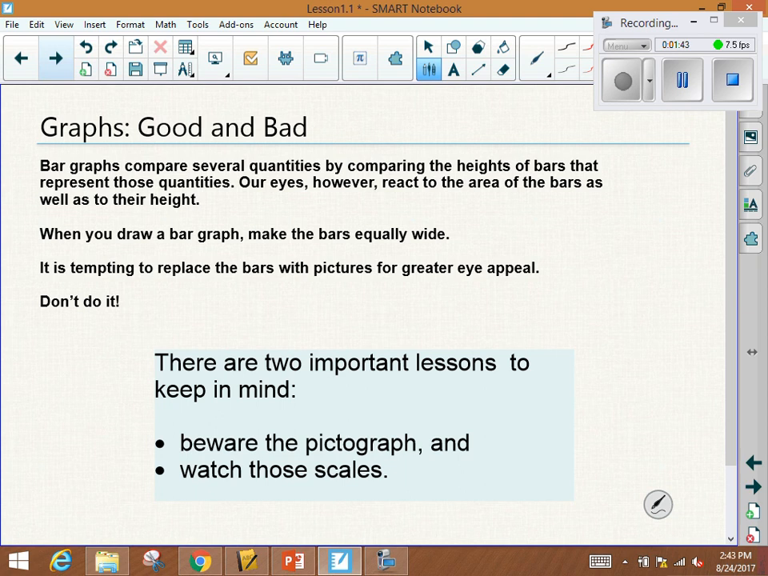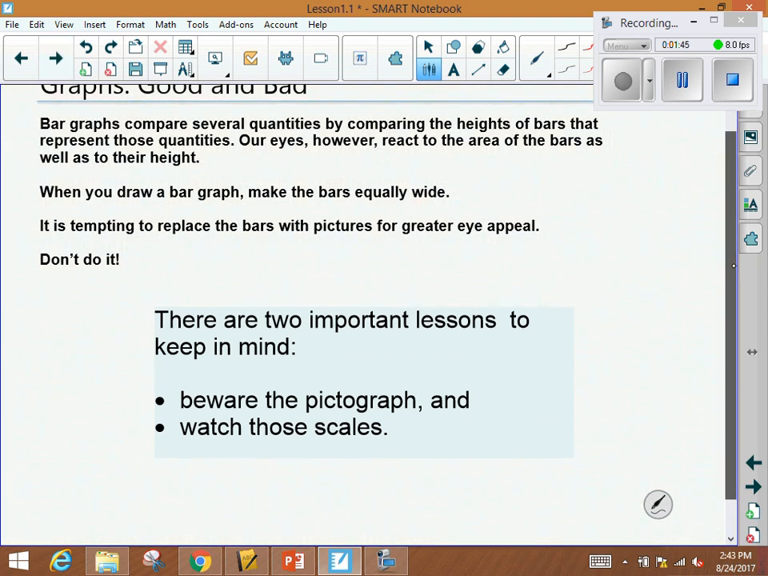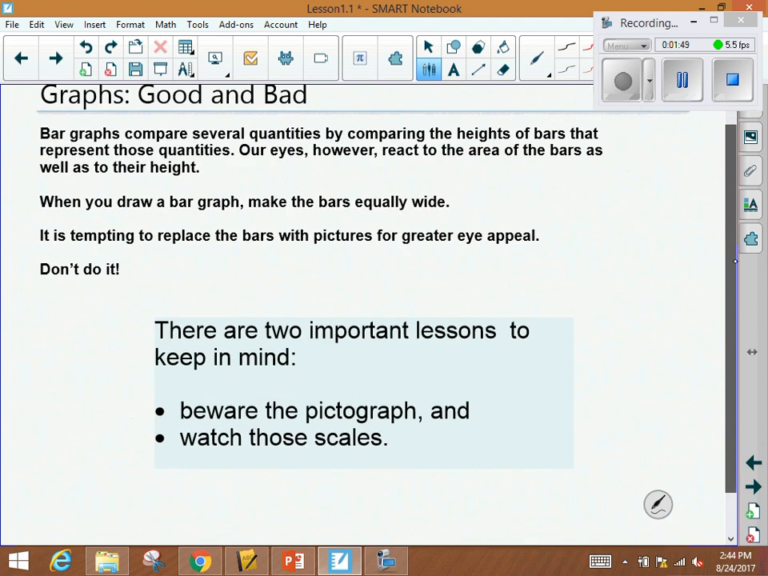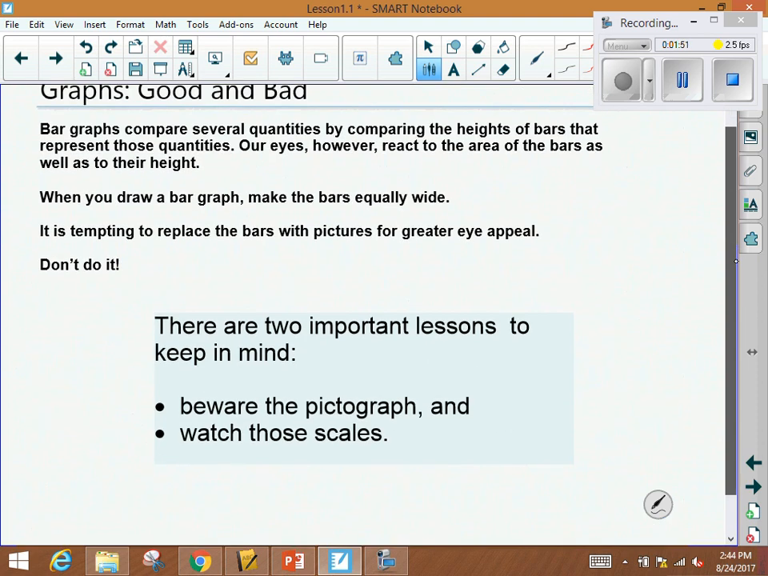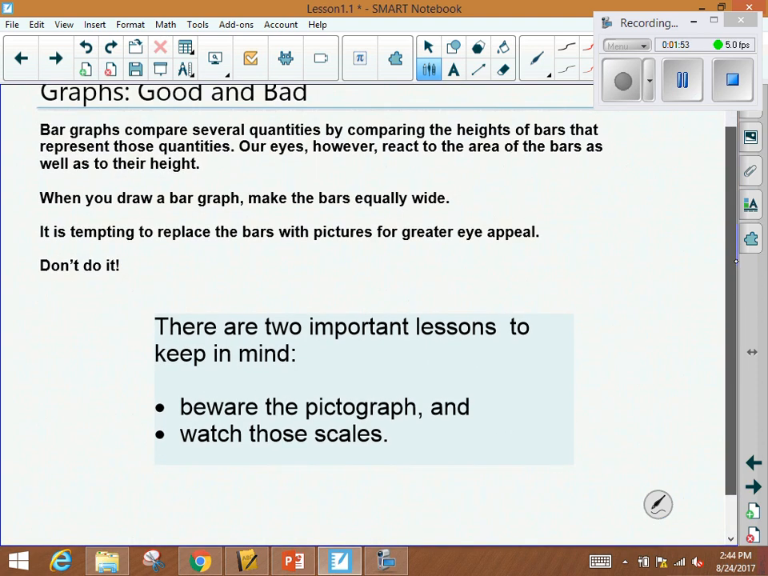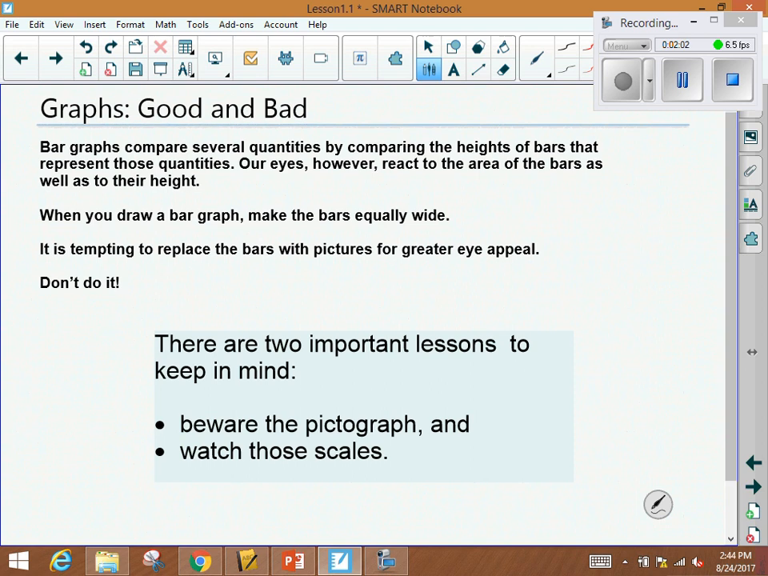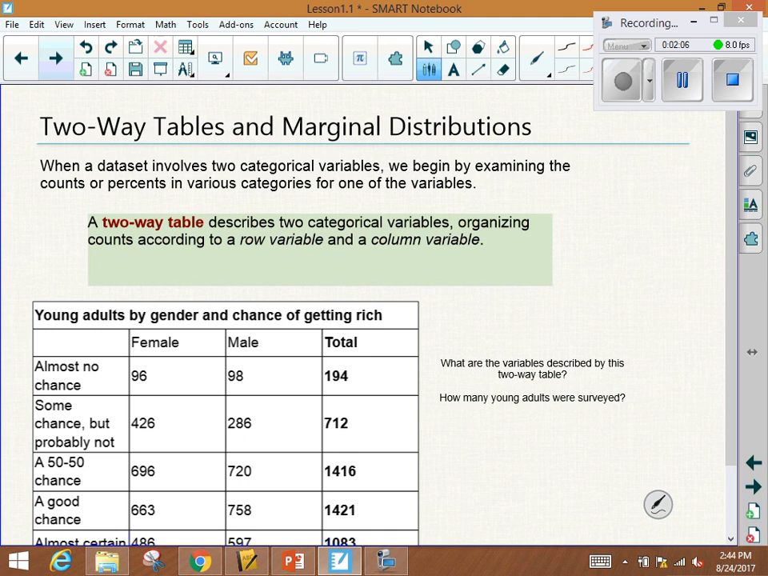Hey, graphs are good and bad. No, I'm just kidding. Just like everything else. Main thing, if you see pictures used for your graphs instead of bars, it's no good. Don't do it. And then also be careful that if you're comparing two graphs, those two graphs are using the same scale, because that could be deceptive, right? Of course.